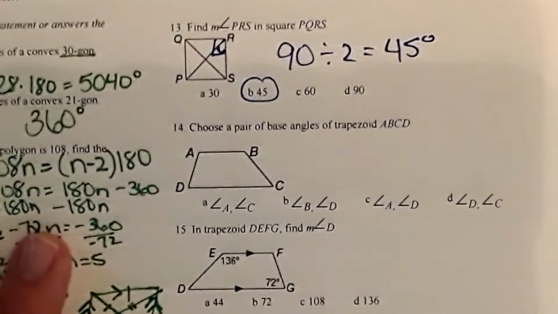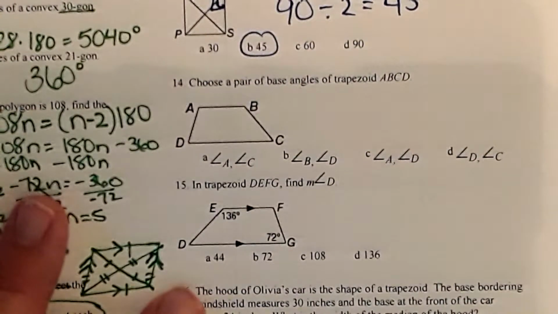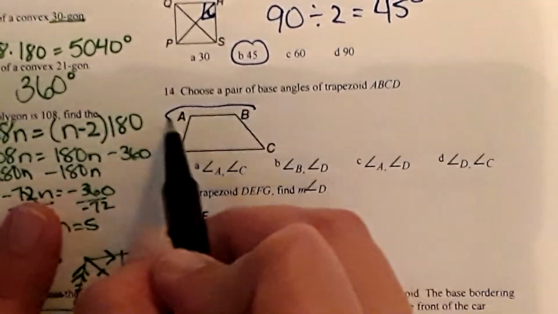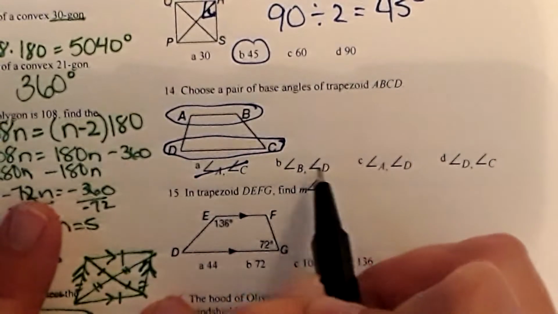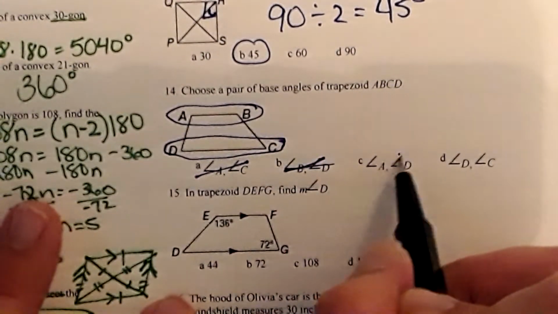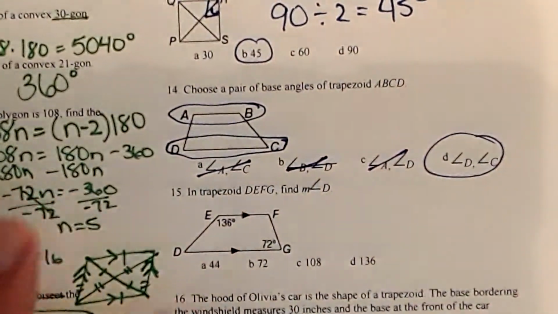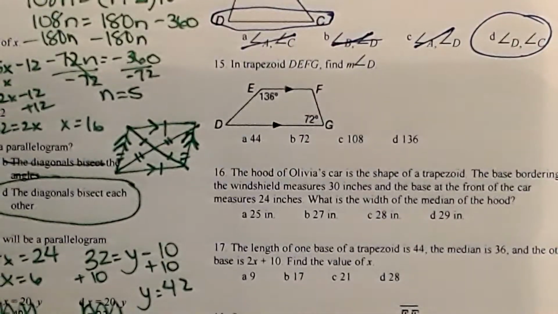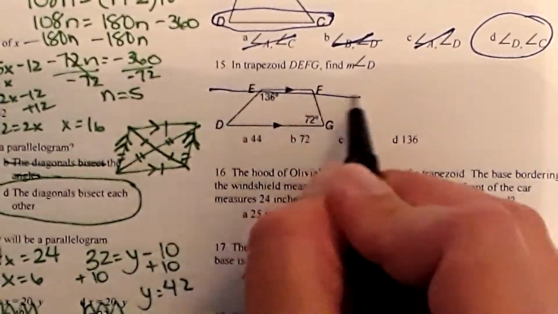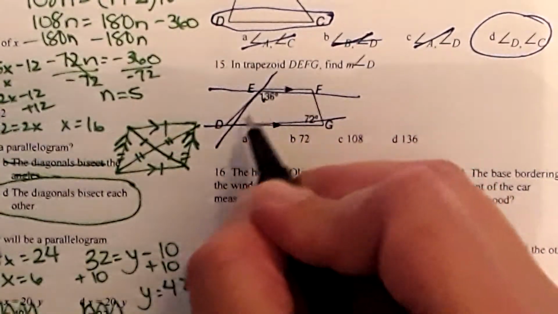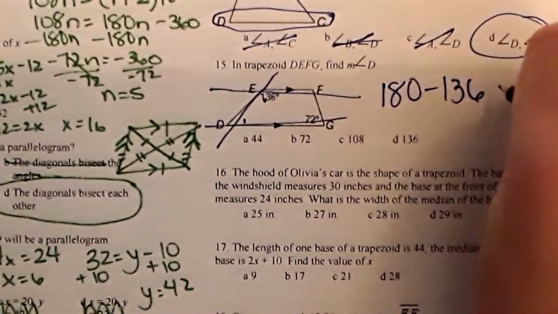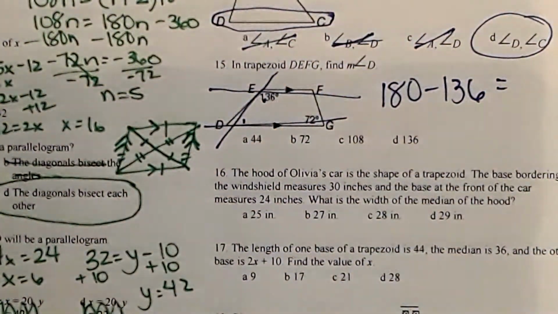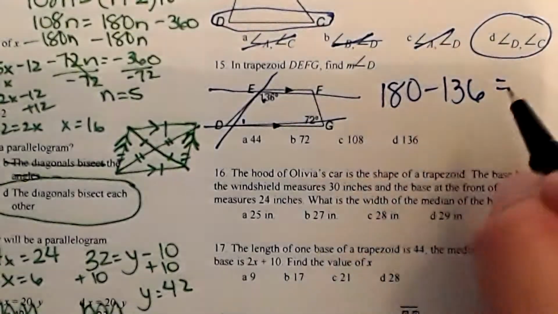Number 14, choose a pair of base angles of trapezoid ABCD. Well, A and B are base angles, and D and C are base angles. Not A and C, not B and D, A and D, nope. It is D and C. 15, in trapezoid DEFG, find the measure of angle D. Well, remember we have 2 parallel lines and a transversal, so therefore these 2 angles are supplementary. 180 minus 136 equals, what does it equal? 44 degrees.